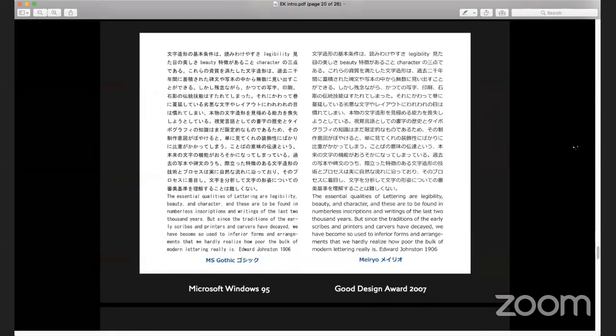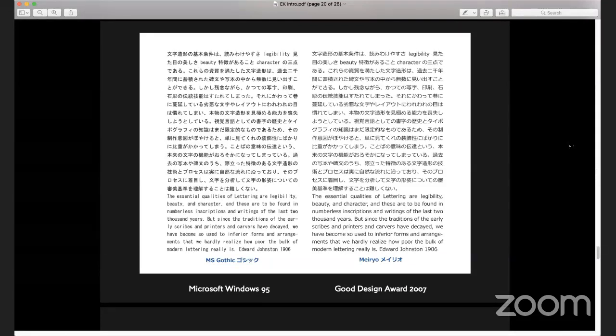So this on the left is what Microsoft Windows had before, and just see how terrible it looks, especially the Latin script. See the word legibility, the word character. On the right is Mario, which is the typeface Aichi did with the Latin done by Matthew Carter, who he worked with. And you can see the result speaks for itself.